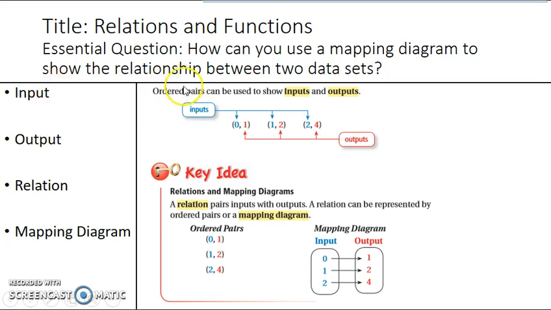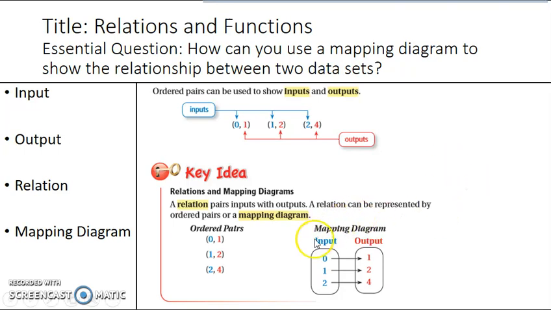Output is the toast. So inputs and outputs can be shown as ordered pairs. Input 0, they get out 1. Input 1, they get out 2. Input 2, you get out 4. Okay? All of these ordered pairs have a relationship. We call those relations. Relations can be shown by a mapping diagram, by a table, by an equation, by a graph. We covered equations, tables, and graphs slightly, but now I'm going to introduce one more thing to you called a mapping diagram.